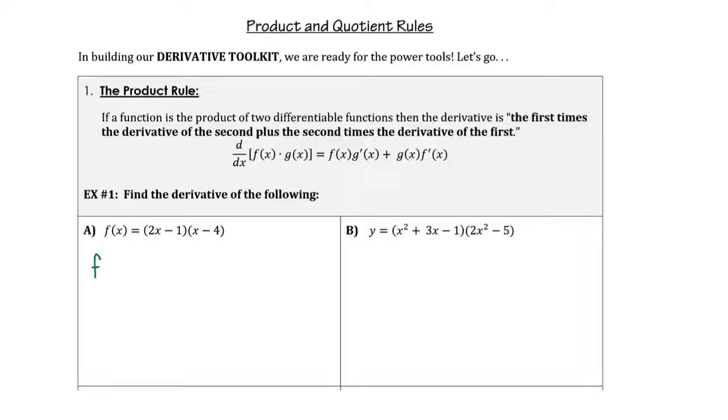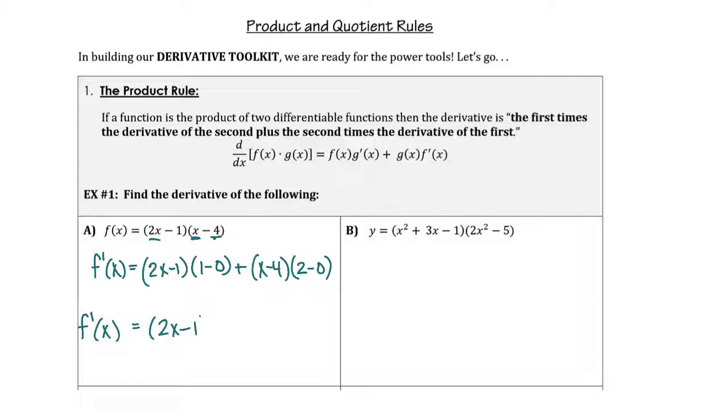And so here we're going to have f prime of x equals our first function times the derivative of the second. So the derivative of x is 1, derivative of 4 is 0, plus the second times the derivative of the first, so that's going to be 2 minus 0. And we would want to clean this up just a small bit. So that's going to be 2x minus 1 plus 2 times x minus 4. And you can stop there, or you can distribute, whichever. Just if you do simplify, please make sure it is correct.